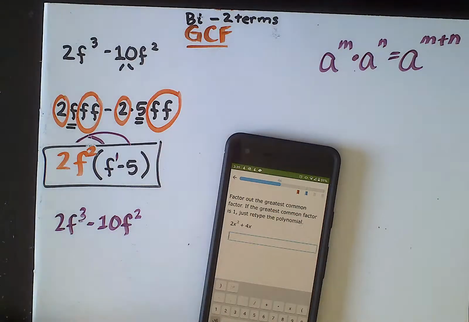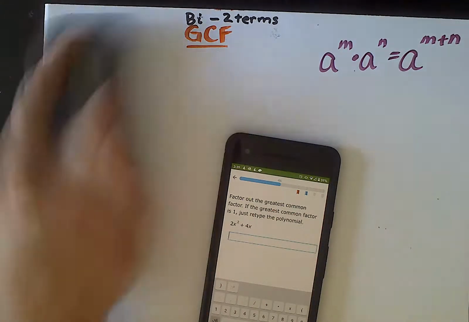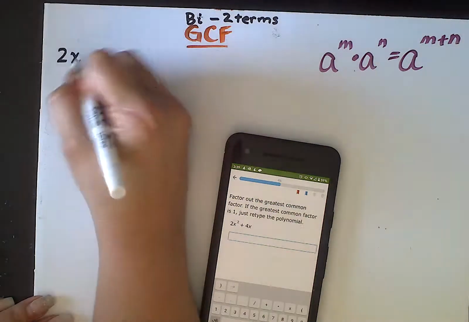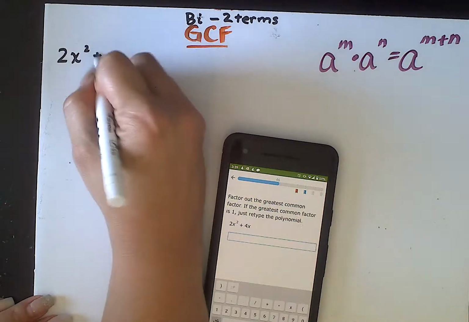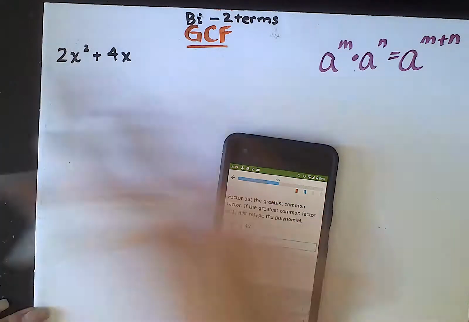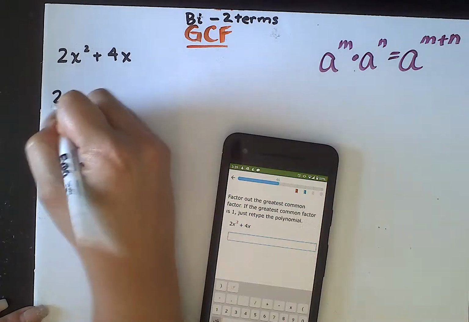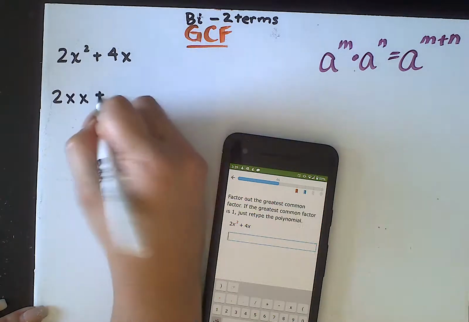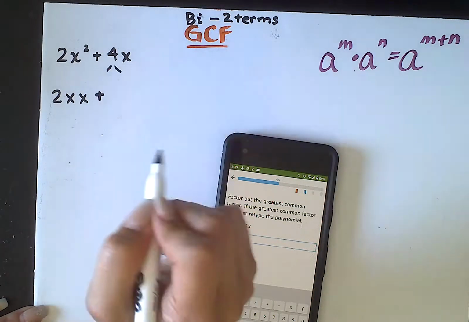So let's go ahead and move on to the next problem, which is 2x squared plus 4x. So let's go ahead and expand. 2 is prime, x times x is x squared. Now 4 is not prime, it is composite.